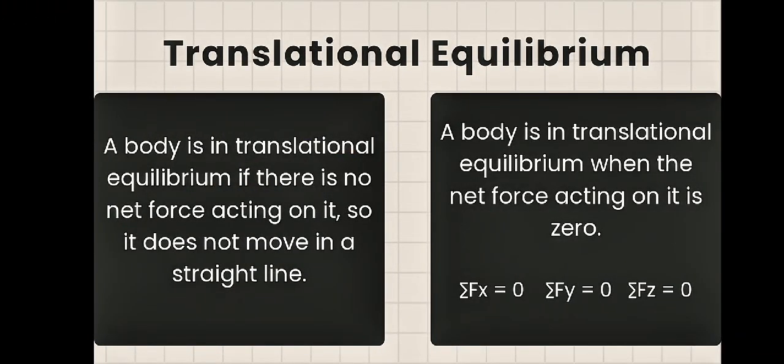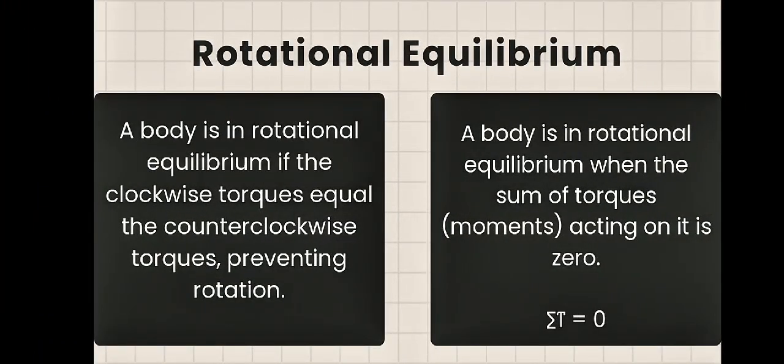Translational equilibrium. Let's talk first about translational equilibrium. A body is in translational equilibrium if there is no net force acting on it, so it does not move in a straight line. A body is in translational equilibrium when the net force acting on it is zero. This simply means that the total forces in the x, y, and z directions cancel out. For example, when a book rests on a table, the downward force of gravity is exactly balanced by the upward normal force of the table. That's translational equilibrium.